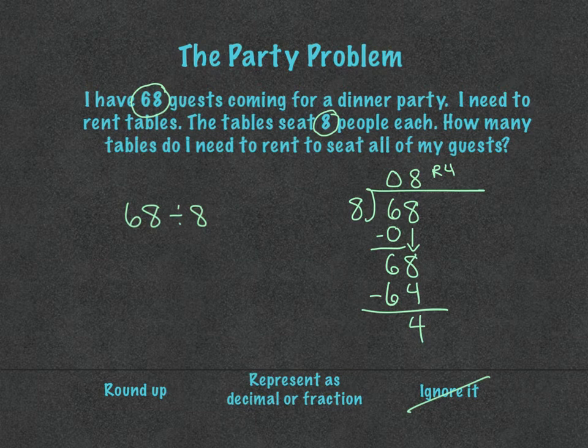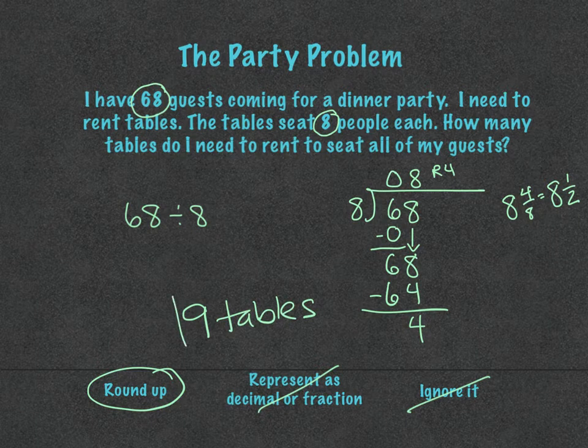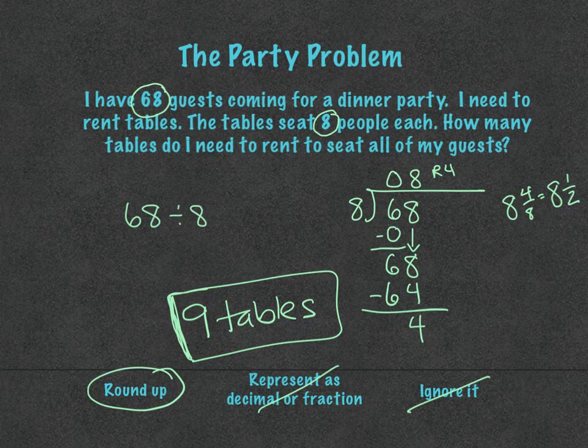In representing it as a fraction or a decimal, if I were to represent this as a fraction, it would be 8 4/8, which can be reduced to 8 1/2. If I call the rental company and ask for 8 1/2 tables, chances are they don't have half a table. So we're not going to be able to represent this as a fraction or a decimal. So we're left rounding it up. So when we're rounding this up, that means that instead of 8 tables, we actually need 9 tables. Okay, so that's what I mean by rounding it up. And these 9 tables will now be able to seat all of my 68 guests.